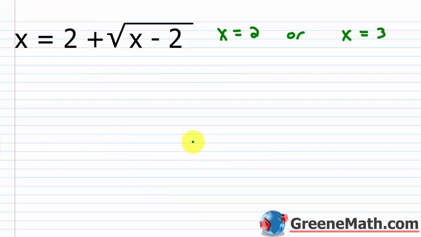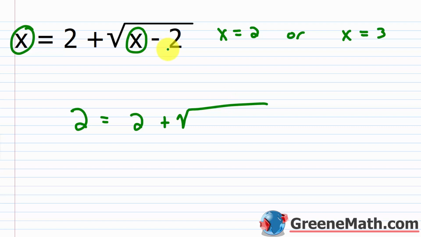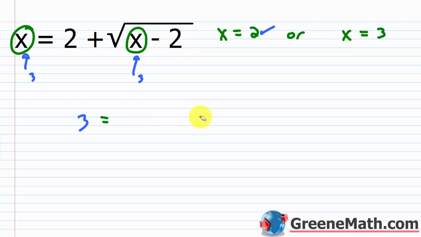All right, so if I plugged in a 2 for x here and here, what would I get? I would get that 2 is equal to 2 plus the square root of 2 minus 2, which is 0. So basically, this is just 2 equals 2. So this guy is going to check out. If I plugged in a 3 for x, so there and there, you would get that 3 is equal to your 2 plus the square root of 3 minus 2, which is 1. Square root of 1 is 1. 2 plus 1 is 3. So 3 equals 3. That does check itself out.